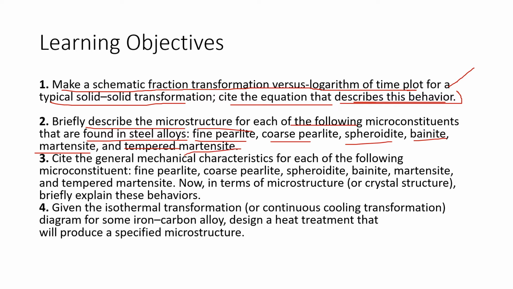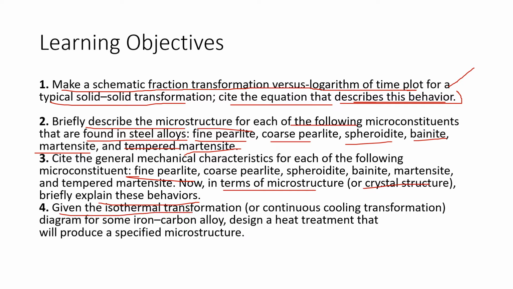Third, cite the general mechanical characteristics of each of the following microconstituents: fine pearlite, coarse pearlite, spheroidite, bainite, martensite, tempered martensite. Now, in terms of microstructure or crystal structure, briefly explain these behaviors.